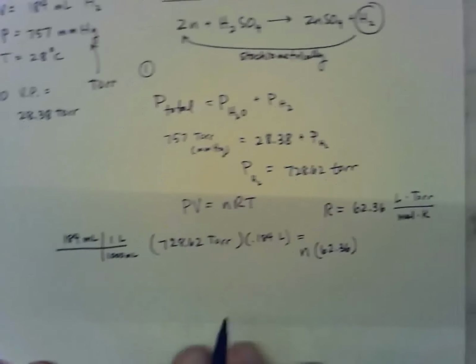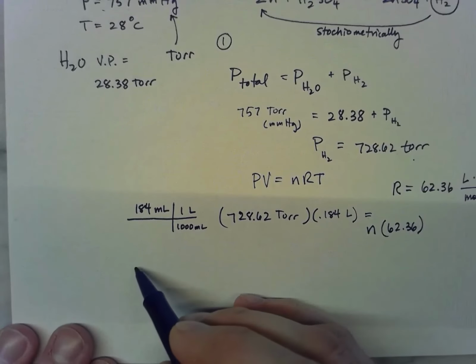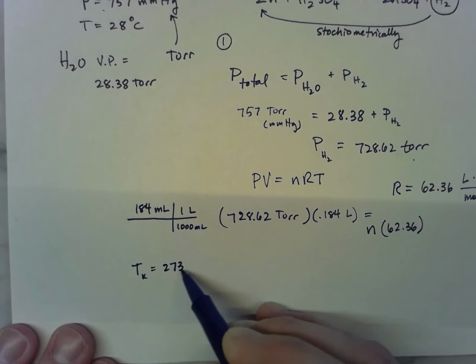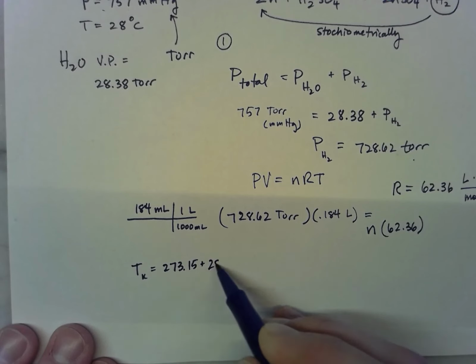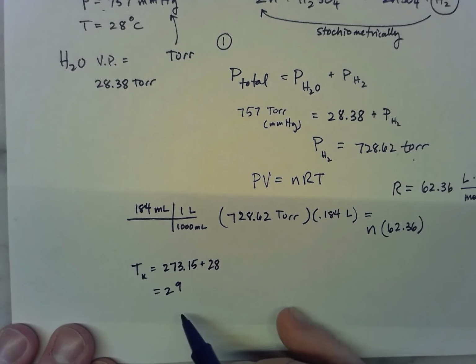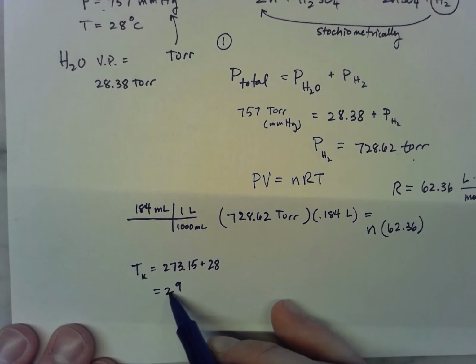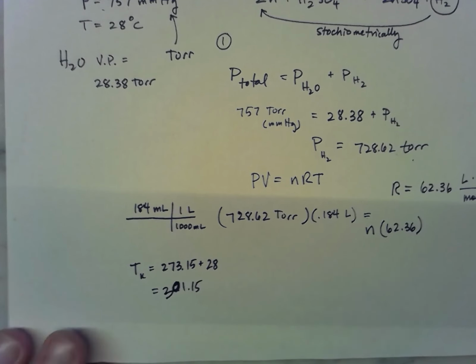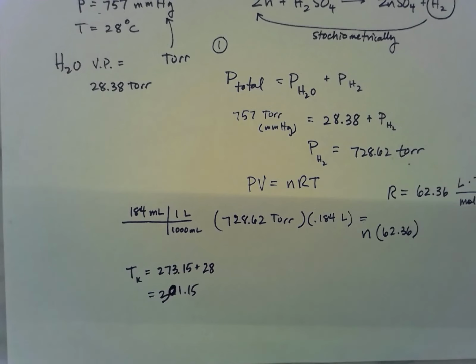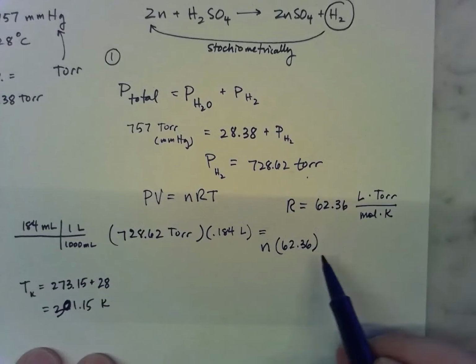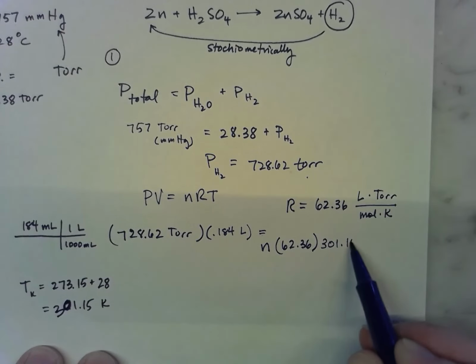So let's come over here, and we'll just say T in Kelvin is equal to 273.15 plus 28, which comes up to 301.15. Sorry about that. Okay, that's K. So 301.15 K.